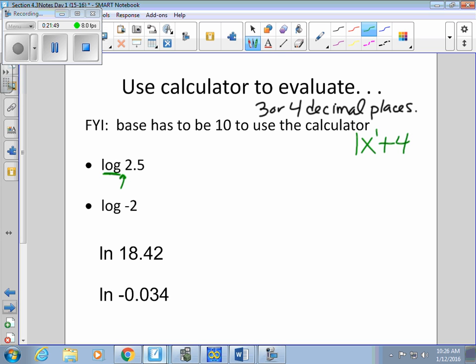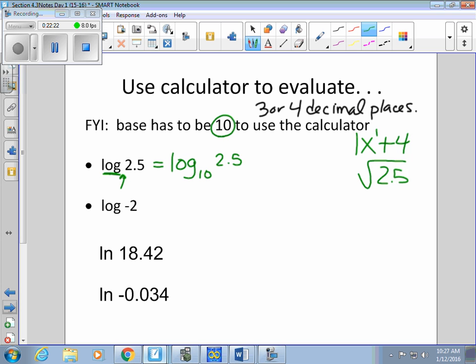What about something like this? I take the square root of 2.5. What's my index, the number that's right here if I don't have it written there? It's understood to be a 2, right? So when we have a log that doesn't have a base written next to it, it's understood to be a 10. So this is the same thing as saying log to the base 10 of 2.5.